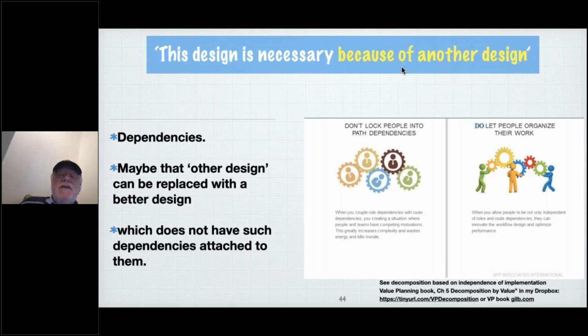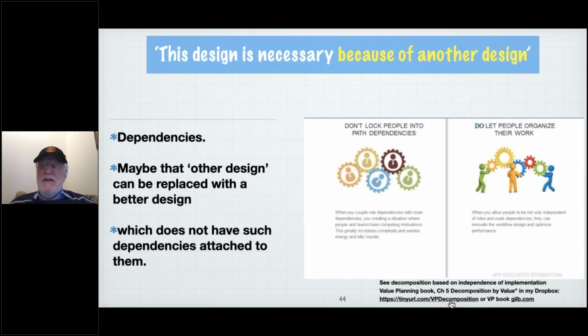Now, another reason people can have for saying we need to use this design is because, well, it's compatible with some other designs we're committed to. Again, the argument needs to be looked into, but it could be that it's not really dependent on the use of other designs. That's just a lack of imagination or good design. And what I find often is you can design or redesign things so that they are not dependent on other designs. Okay, design independence. We'll talk a little bit more about that.